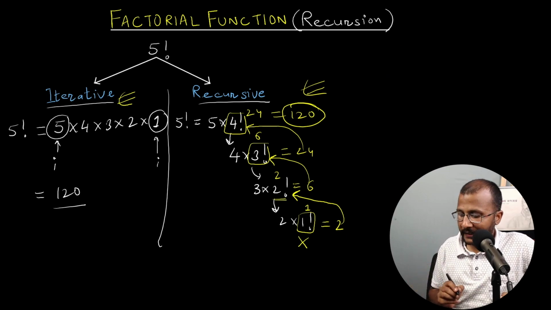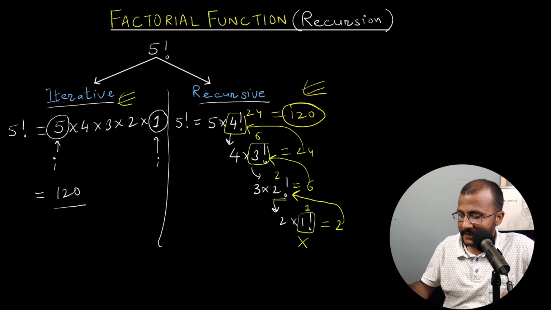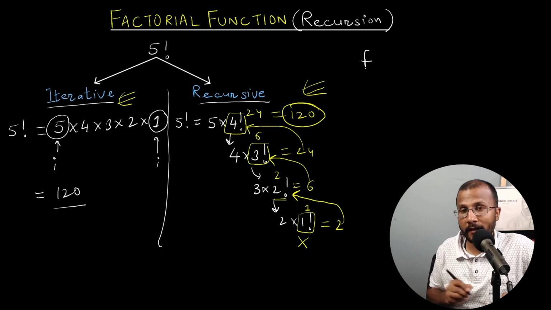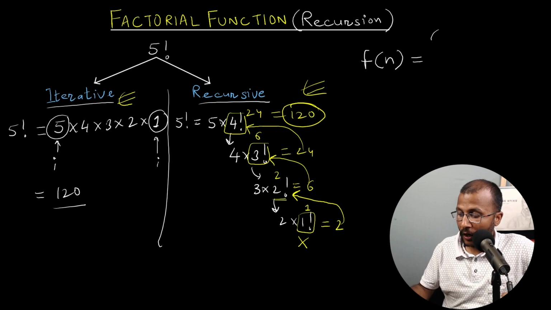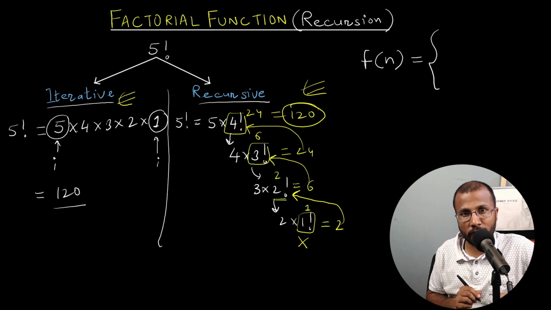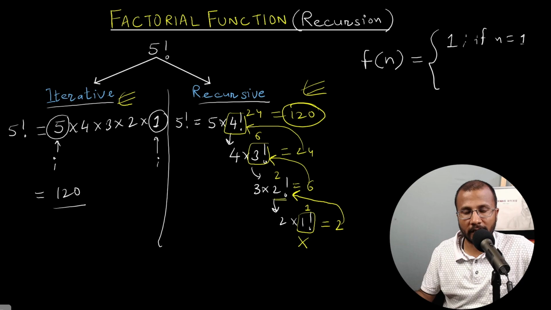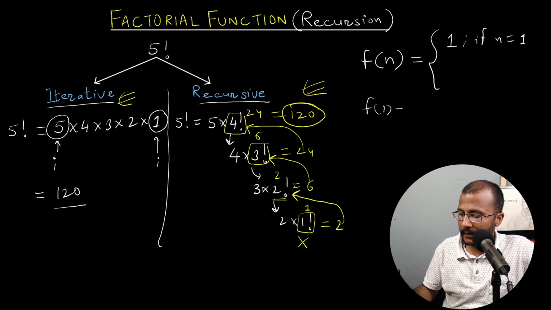But before we do that, let's try to write down the function, a recursive function, a mathematical function. Let's say f denotes my recursive factorial function. So I'm trying to find the factorial of number n, right? Now I'm very much guaranteed that if n is 1, 1 factorial is always 1, right? So factorial of 1 is 1. So I write f(n) would be 1 if n is equal to 1. If n is 1, 1 factorial is 1. So factorial of 1 is 1.